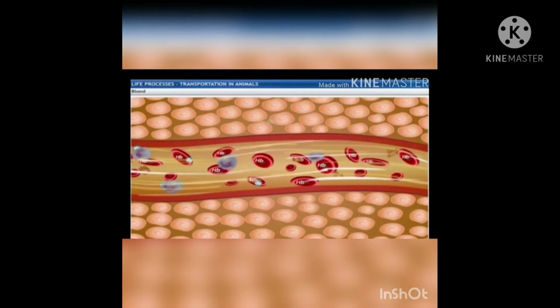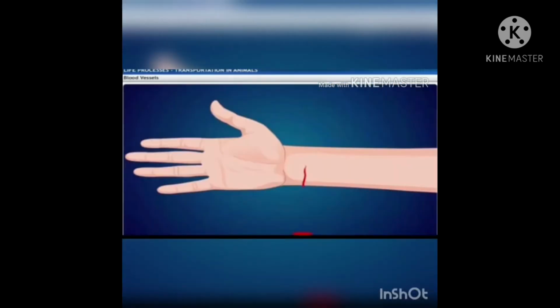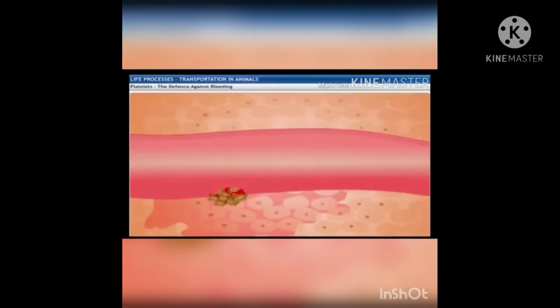Next is blood platelets. When we are injured and bleeding starts, naturally the loss of blood from the system has to be minimized. The leakage of blood leads to loss of pressure, which would reduce the efficiency of the pumping system. To avoid this, blood has platelets. Blood platelets take part in blood clotting and sealing the area of injury.